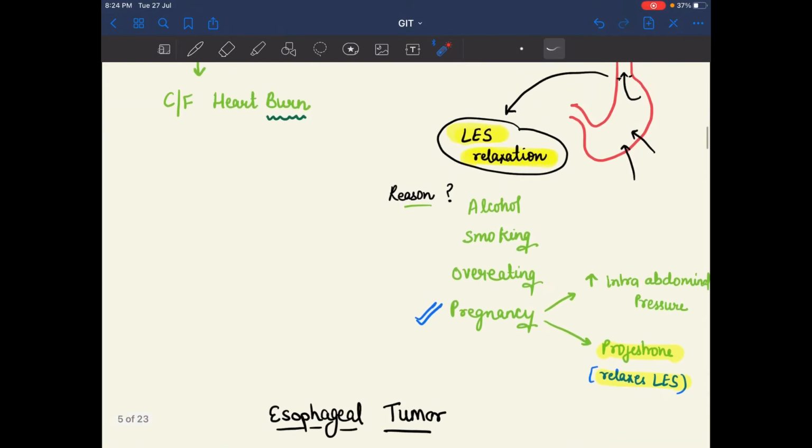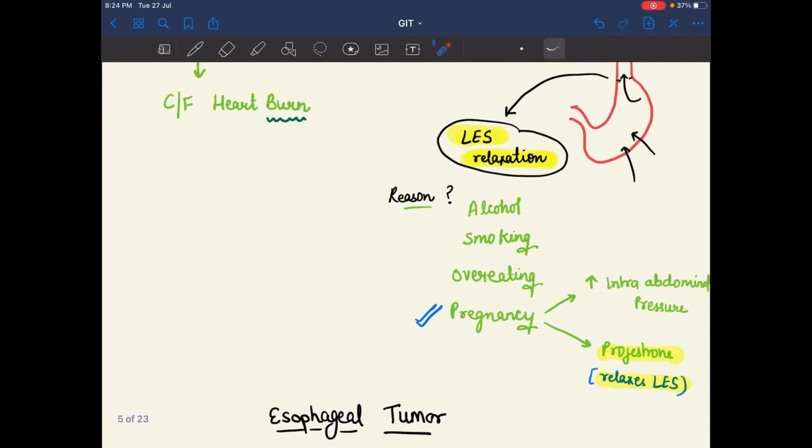So the reasons were due to alcohol, as we study in alcohol-induced laceration. So the reasons are alcohol, smoking, or maybe overeating. And in pregnancy this disease is also found, GERD is also seen in pregnancy. Why in pregnancy? Because in pregnancy progesterone is present, and progesterone leads to relaxation of the lower esophageal sphincter, and there is also increased intra-abdominal pressure. So this is about GERD.